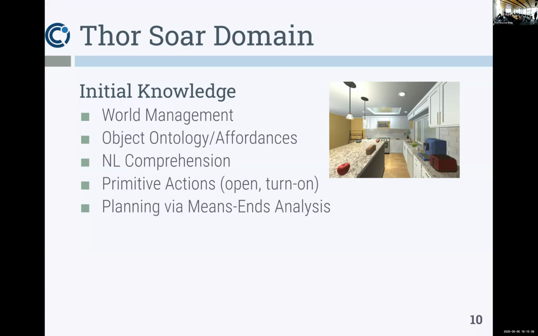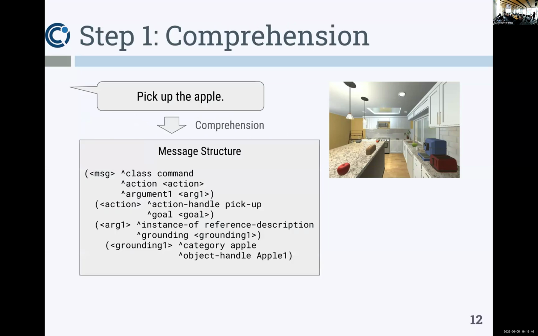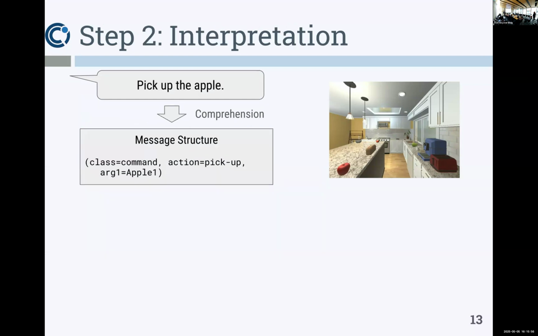So let me go through an example, breaking down how it would go if I tell the agent to pick up the apple. What happens? It goes through a comprehension step, language comprehension using some work of Peter to create a message structure. I'll simplify this just to make it clear. We get, okay, the person is telling me a command to pick up, and then this specific apple, which is grounded in the world. And then it goes to interpretation.